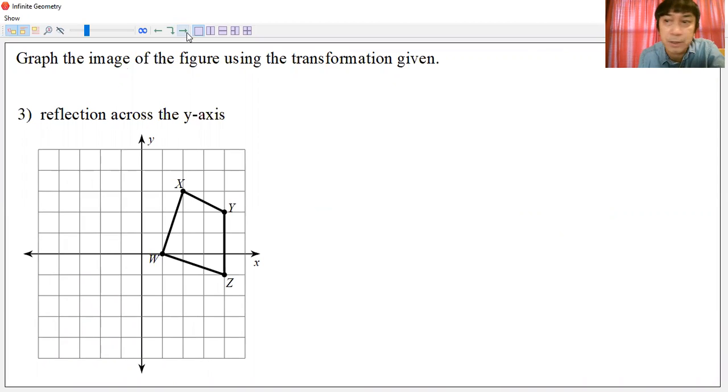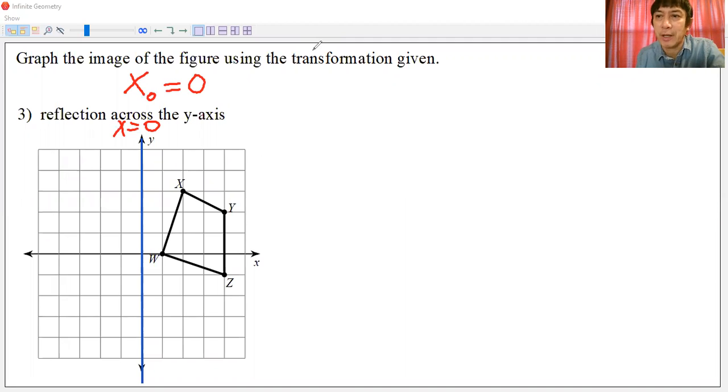Reflection across y-axis. Let's draw where the y-axis is first. The y-axis is of course the one over here. This is our y-axis. Okay, it's another vertical line, and the number associated with the y-axis is x equals 0. So this time we will use x of 0 equals 0, because this line is x equals 0. That's the y-axis.